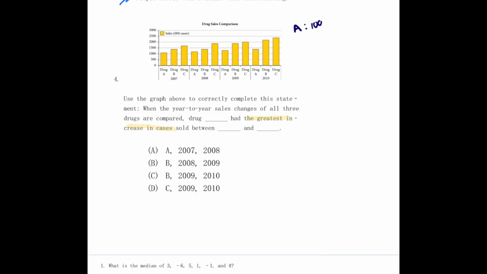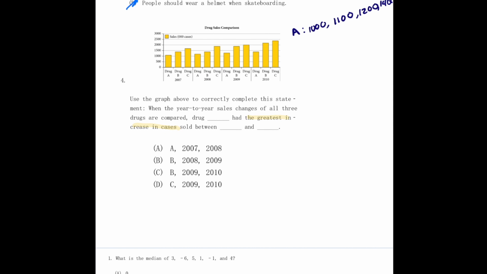Use the graph above to correctly complete the statement. When the year-to-year sale changes of all 3 drugs are compared, drug blank had the greatest increase in cases sold between blank and blank. So first we have to look at each drug for each sale year. So A was 1,000, then it popped up to 1,100, then 1,200, and then 1,400.